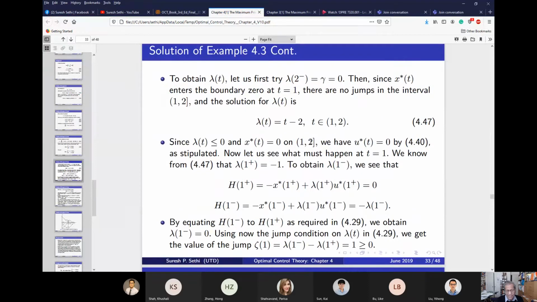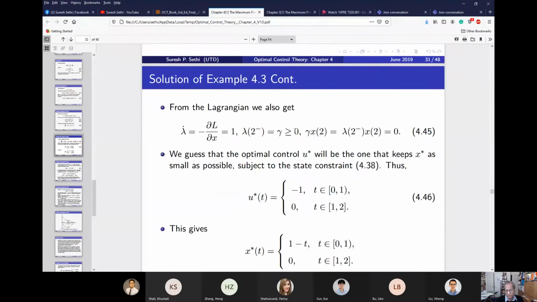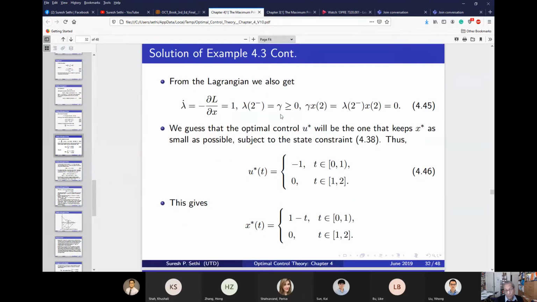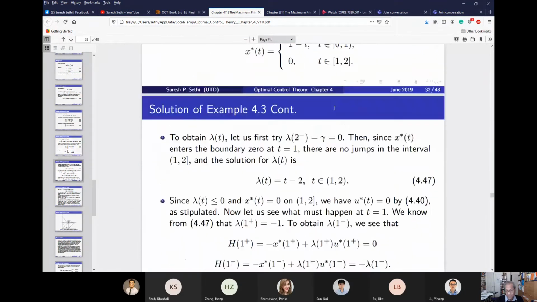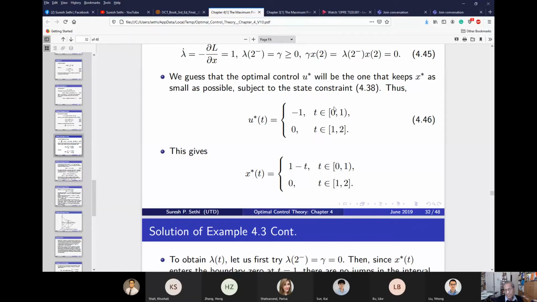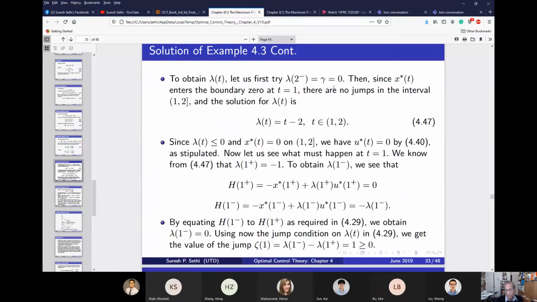To obtain lambda t, what I'm going to do is we're going to assume that at 2 minus, gamma is 0. So I assume gamma equal to 0. But it could be also bigger than 0, in which case this will be 0. But whatever gamma is, I can solve the problem in terms of gamma. So right now I'm going to solve the problem with gamma equal to 0 and see if it works.